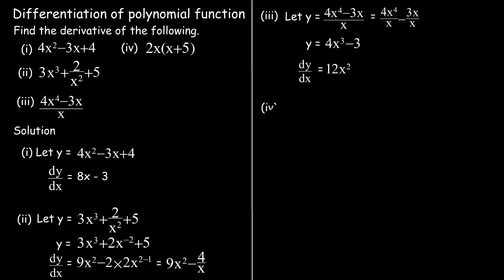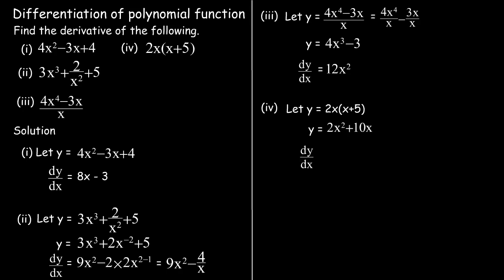And number 4 says that let y be equal to 2x in bracket x plus 5. The first thing we are going to do is expand our bracket, so it becomes y equals 2x times x is 2x squared, and 2x times 5 will be equal to 10x. So y will be equal to 2x squared plus 10x.